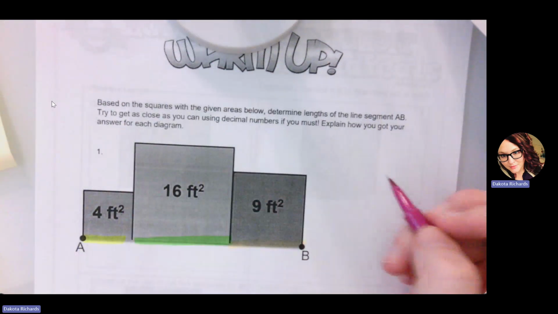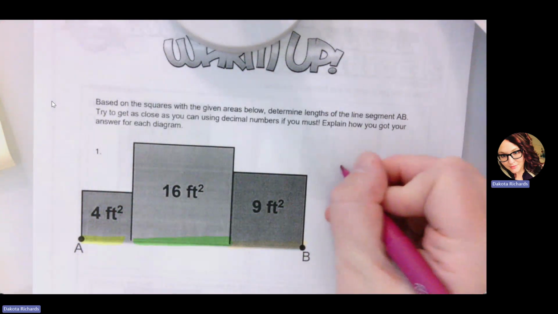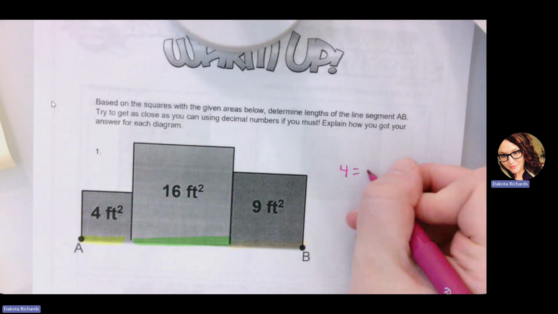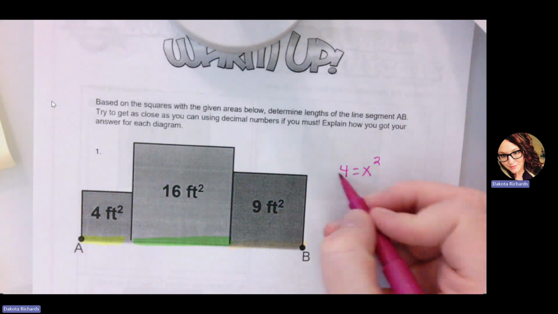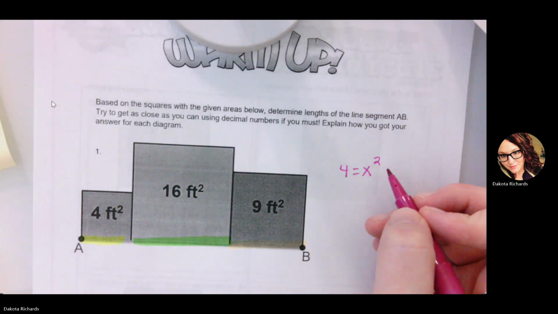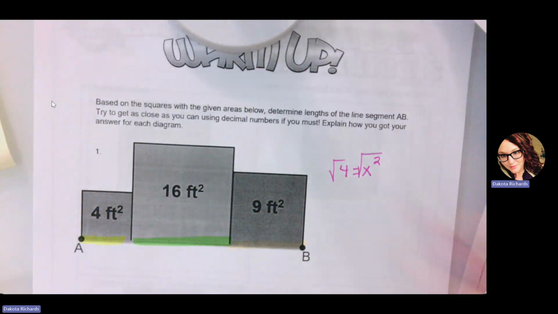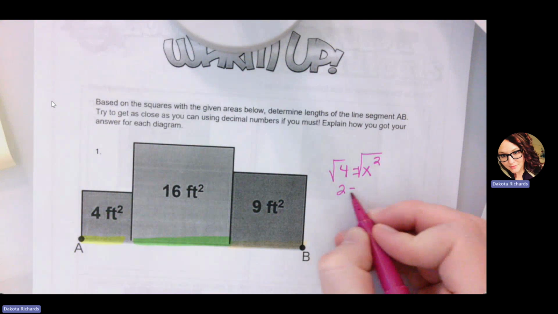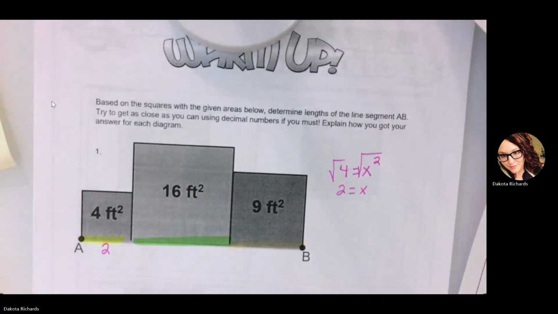So for this first little square, we know the area is 4, and that came from multiplying, we're going to call it x times x. So x squared equals 4. We undo the squared by taking the square root. Square root of 4 is 2. Square root of x squared is x. So this side length is just 2. Does that make sense?